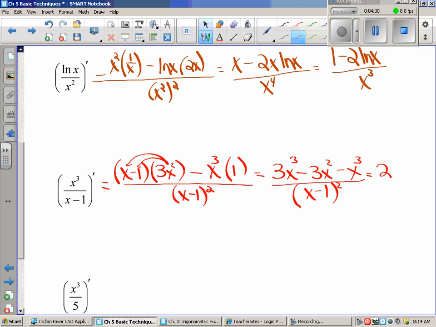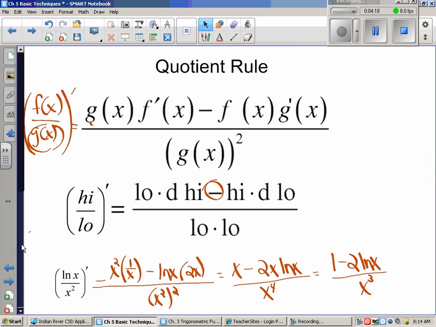We would have 2x cubed minus 3x squared over x minus 1 squared. And then I might see, oh okay, both of them have an x squared in common, but I'd be left with 2x minus 3. And of course, nothing can actually simplify. So this is good enough as my answer. All right, why don't you go ahead and try the next one?